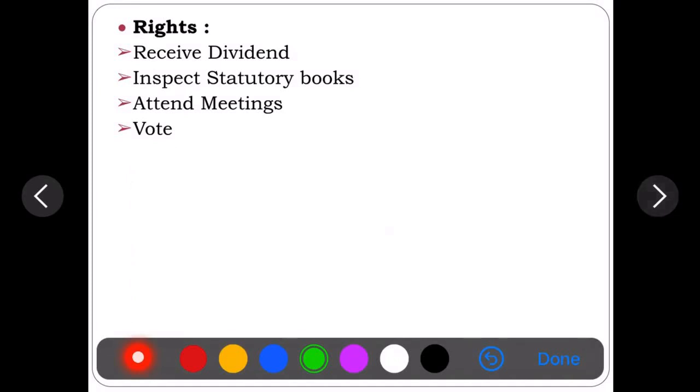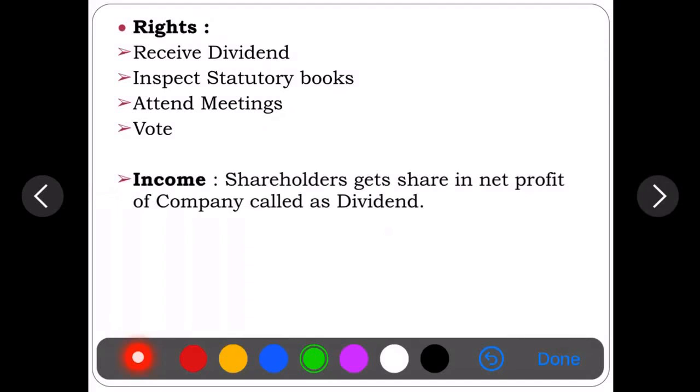Next feature talks about income. Well, it's human tendency. We all expect some return for the investment which we have made. Although shares are considered as ownership capital, so you can't expect to get a lot of income, but whenever you get income, it will be called dividend.